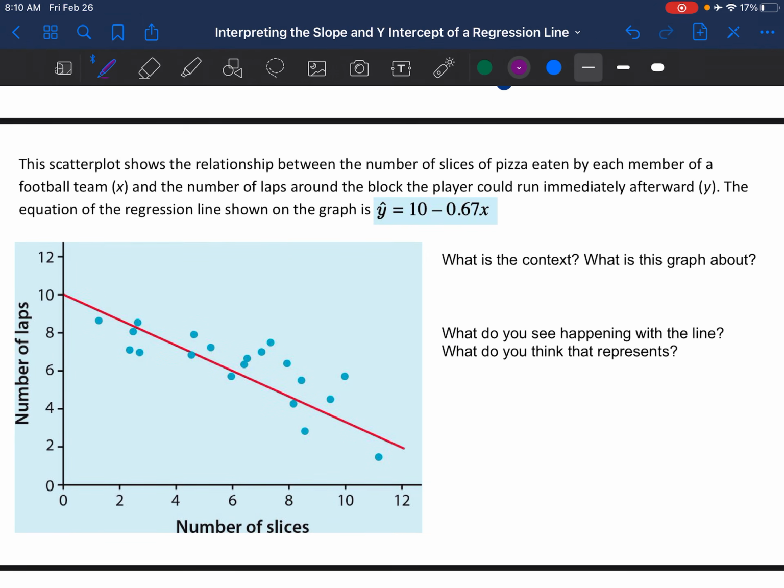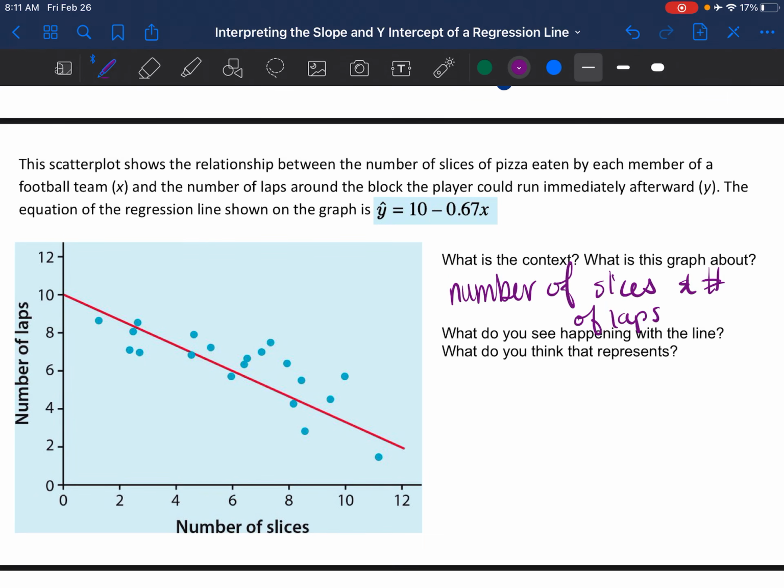So this scatter plot shows the relationship between the number of slices of pizza eaten by each member of a football team and the number of laps around the block the player could run immediately after. The equation of the regression line is shown in the graph. Y hat equals 10 minus 0.67x. So whenever I get a graph, the first thing I want to think about is, what is happening? Either from the text or from the graph. This graph is about number of slices and number of laps.